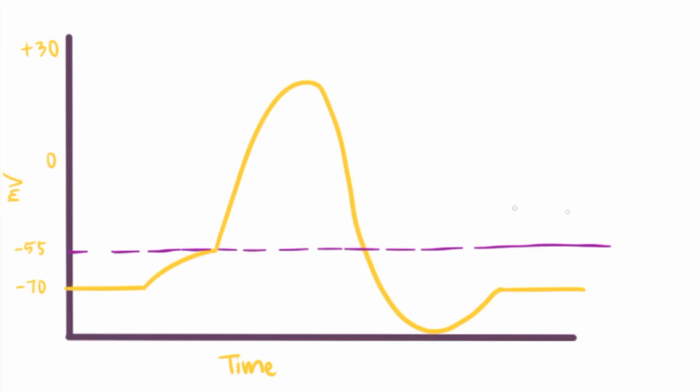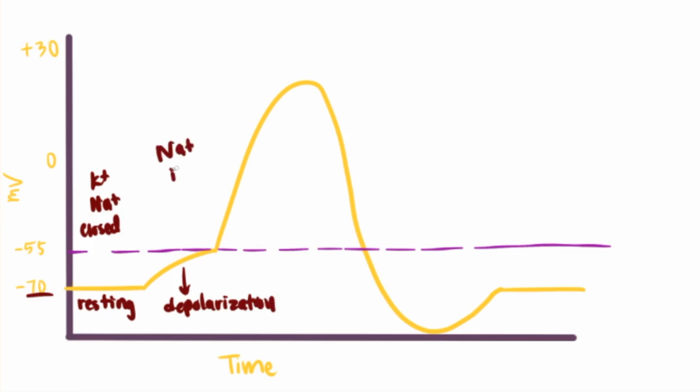The graph shown here tracks the change in membrane potential over time at the axon of a postsynaptic neuron. There are 5 parts here. The first is the resting state. Here, both ion channels are closed, potassium and sodium. This means that no ions can flow through and the membrane potential remains at -70 millivolts.